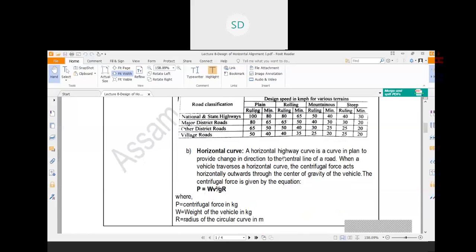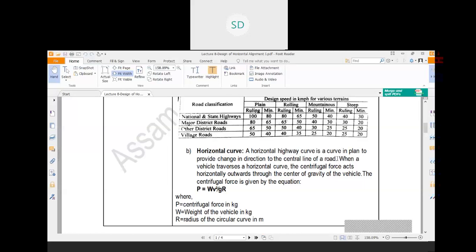Now coming to the next portion, horizontal curve. A horizontal highway curve is a curve in plane to provide change in direction to the central line of the road. Change in direction means suppose a straight road is there, and now suddenly you need to change the direction. In that case, the horizontal curve will enable the driver to change the direction. Basically, that enables the alignment to change the direction.